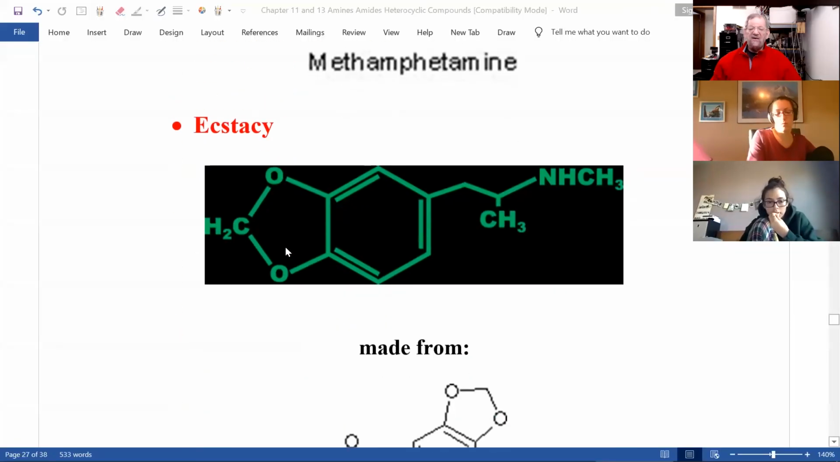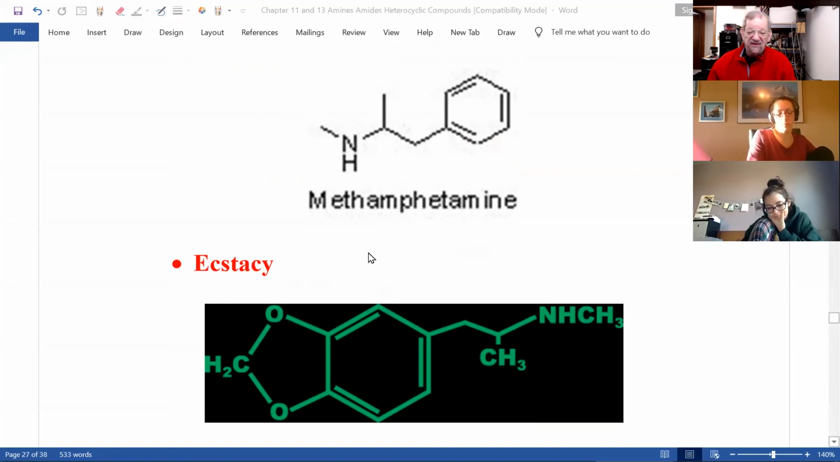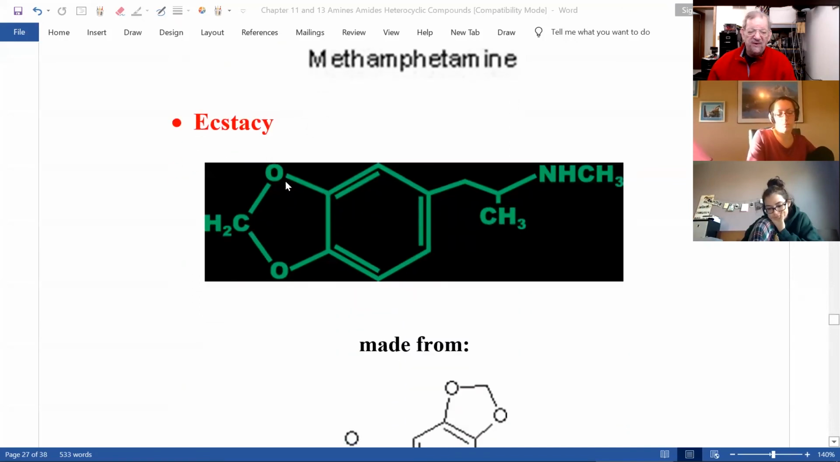Now, I don't know if you've been to a rave party. I haven't, I'm old, but in the news, they would always talk about, and also TV shows like some of the cops and robbers shows, that people would take the drug ecstasy. And here's the structure. It's very similar to methamphetamine, except here you have this ether. And notice right over here, you have carbon with 2 hydrogens, 2 oxygens. This is actually an acetal.